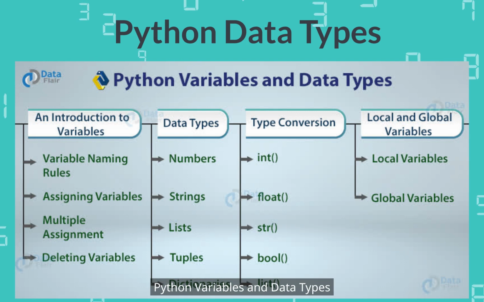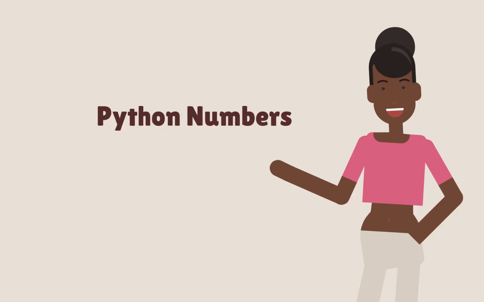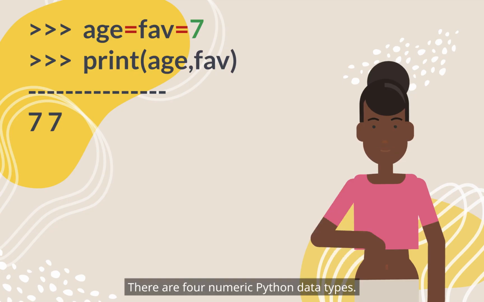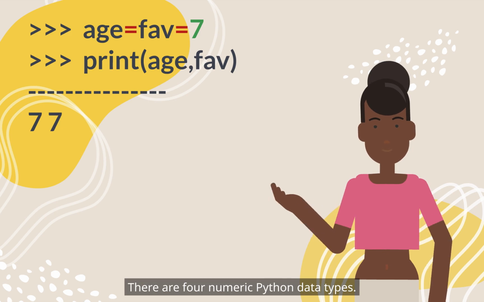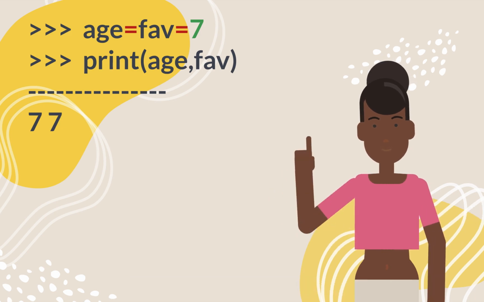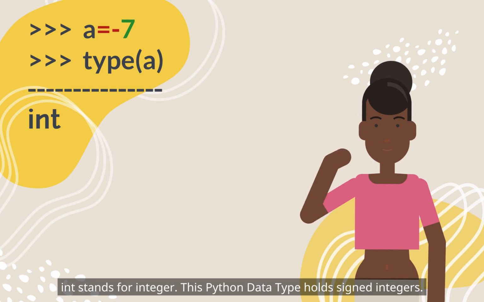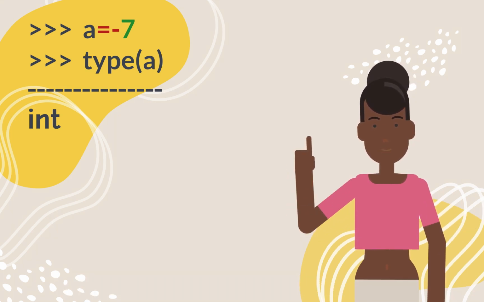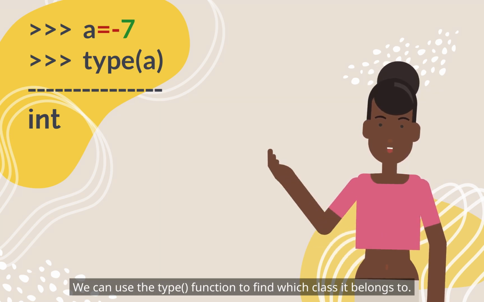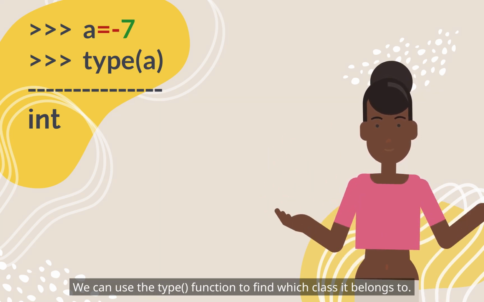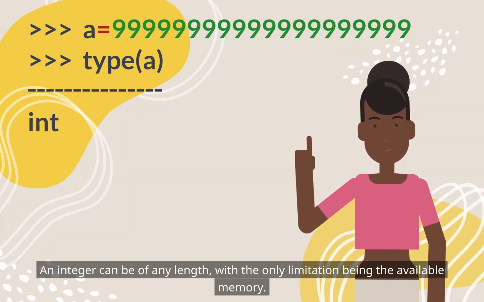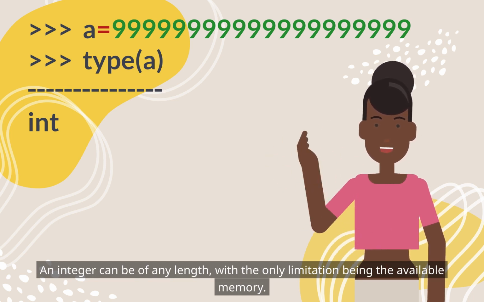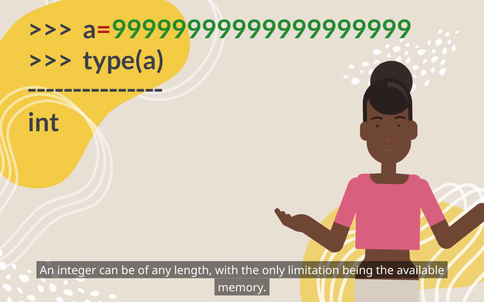Python variables and data types. There are 4 numeric Python data types. Int stands for integer. This Python data type holds signed integers. We can use the type function to find which class it belongs to. An integer can be of any length, with the only limitation being the available memory.